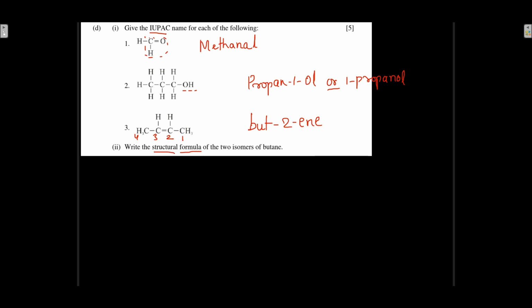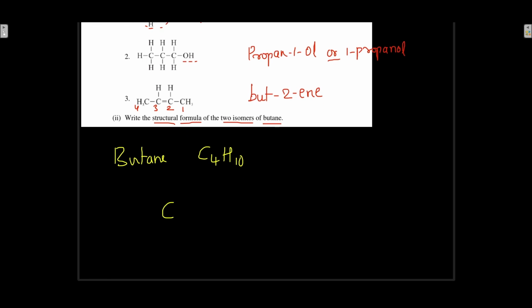Write the structural formula of the 2 isomers of butane. Structural isomers means they have the same molecular formula but different structural formula. Butane is an alkane, the molecular formula will be C4H10. You know, CnH2n+2: 4 into 2 is 8, plus 2, 10. So what structures are possible here? One straight chain, 1, 2, 3, 4, and satisfy with hydrogen atoms. Structural formula always shows all the carbon-hydrogen bonds as well.